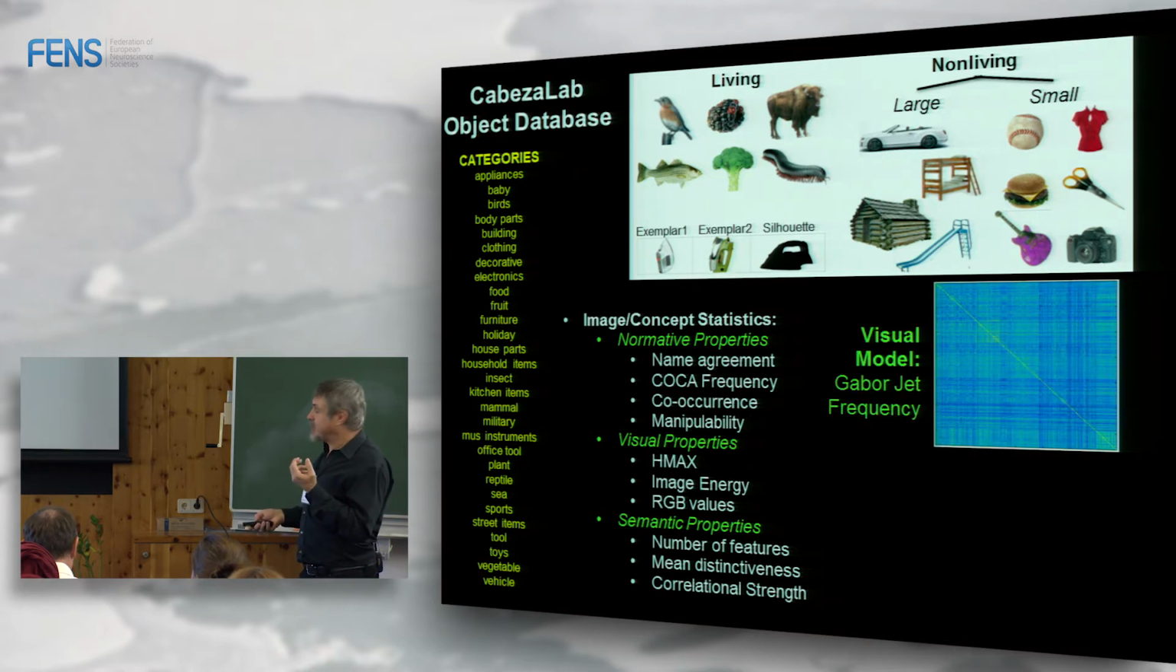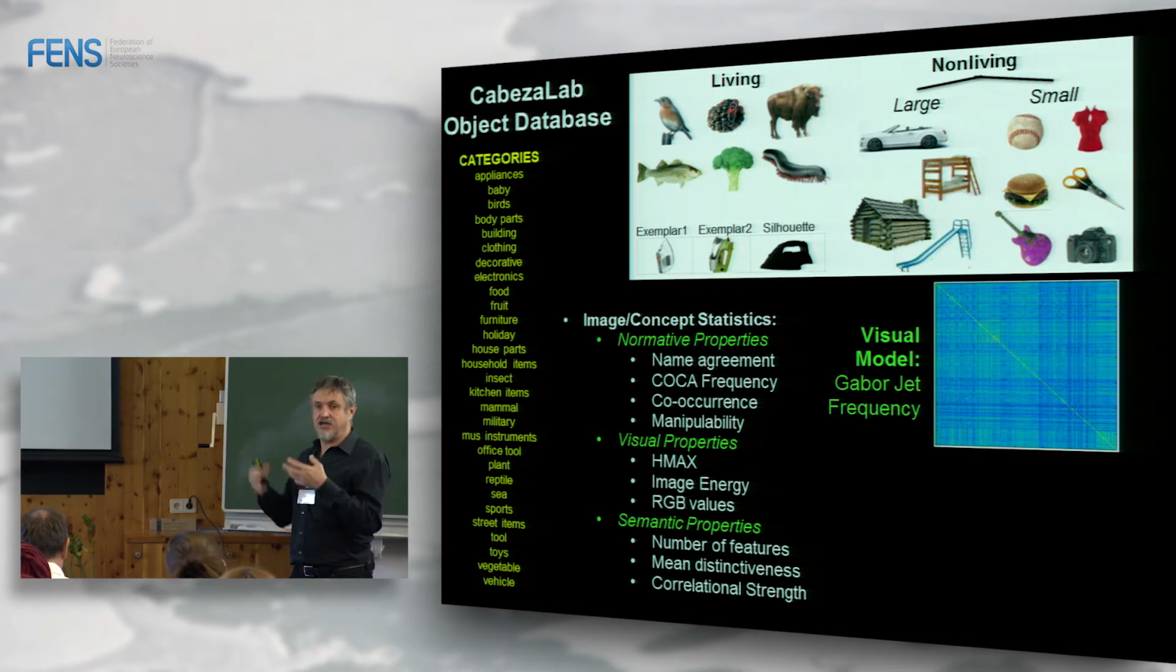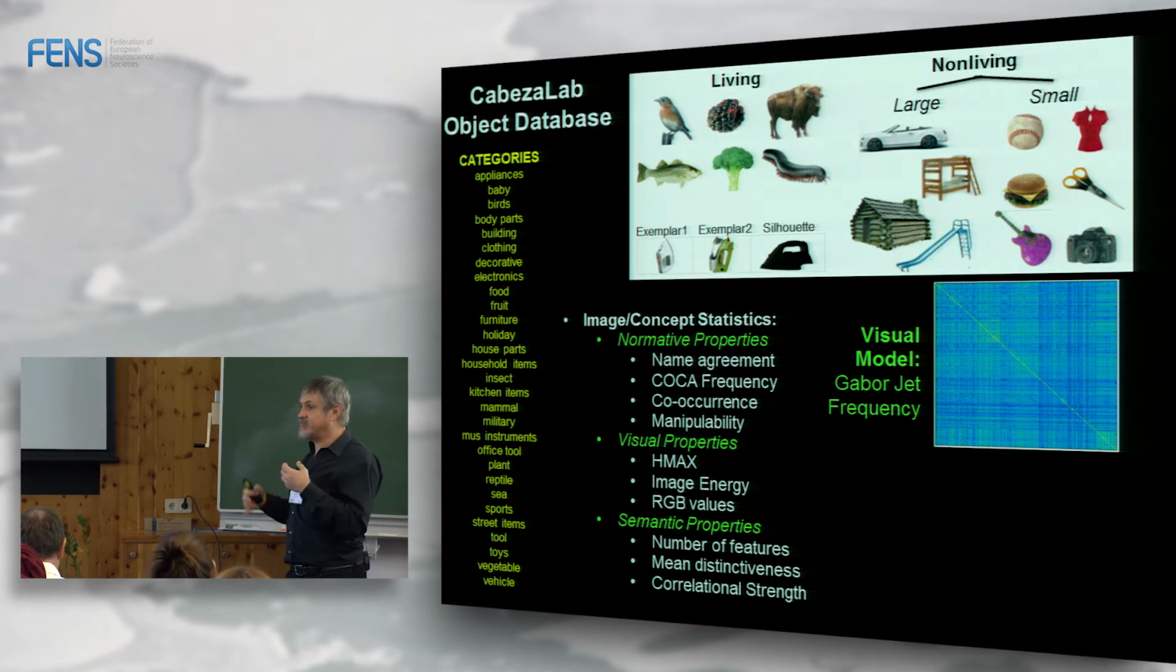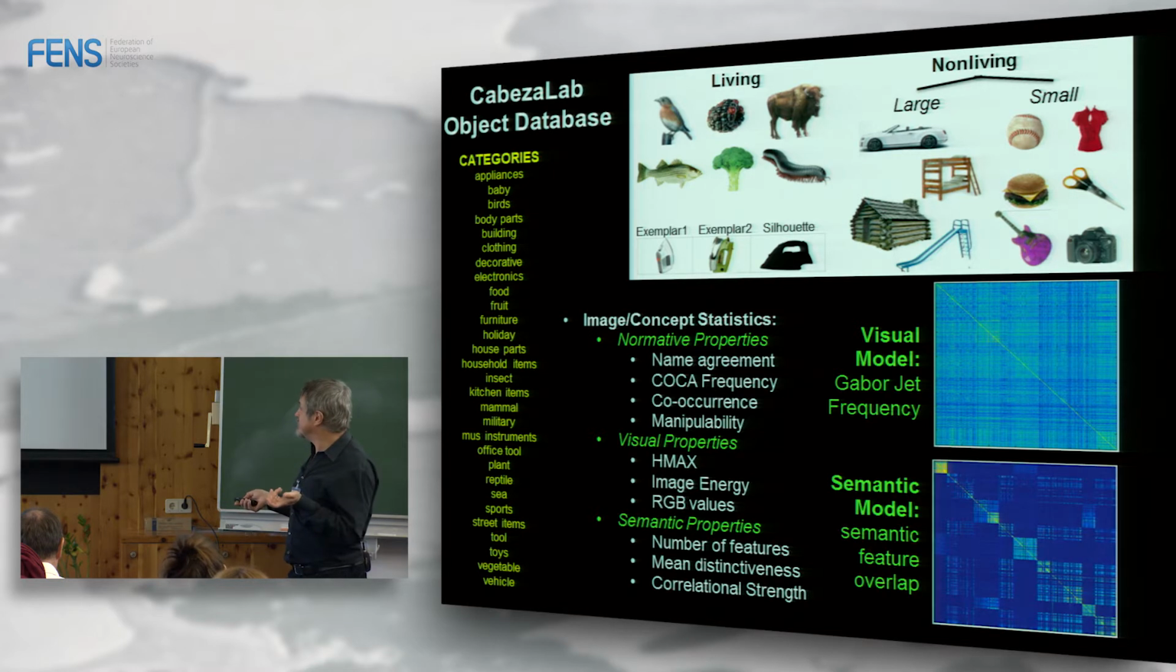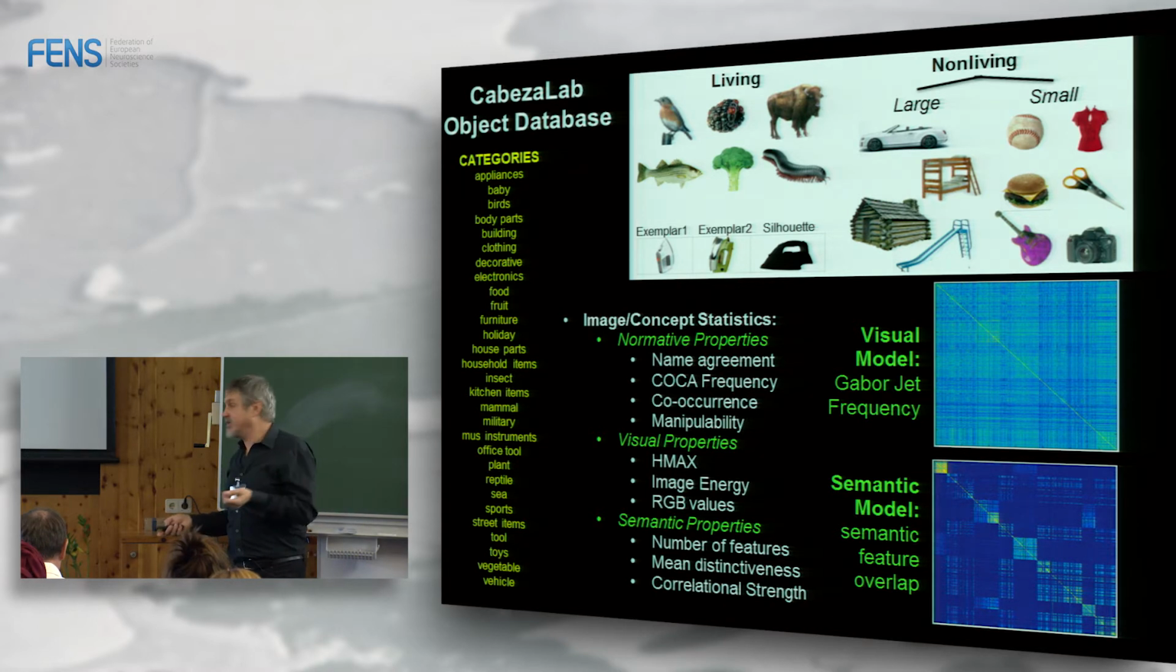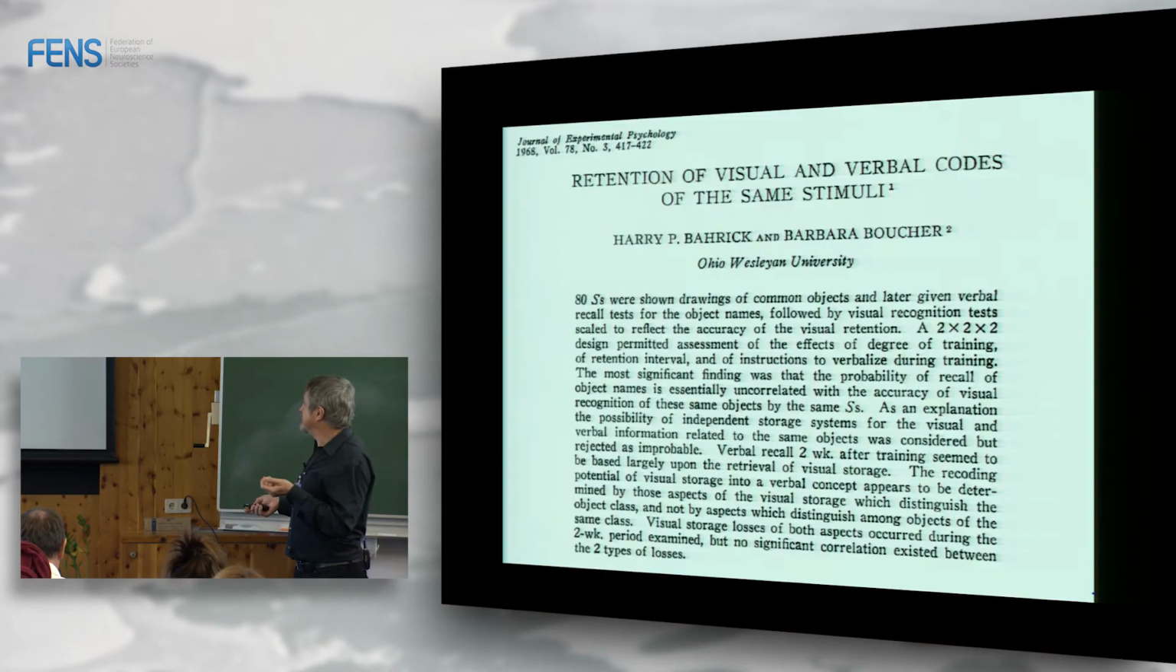So we have been doing a massive MTurk normative study in which we present the pictures and people write their norms. This is an example of the visual model, for those using Gabor jet again, which is a good measure for us. And the semantic model is just the overlap in semantic features. It's nice that within that semantic model you can already see the categories, since these are sorted by category. You can see these little squares correspond to things like fish or furniture.